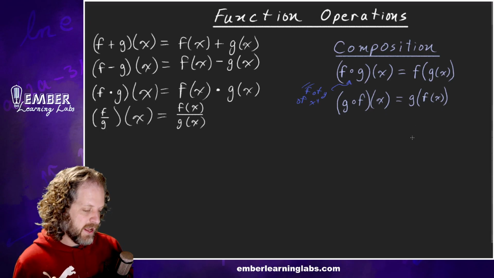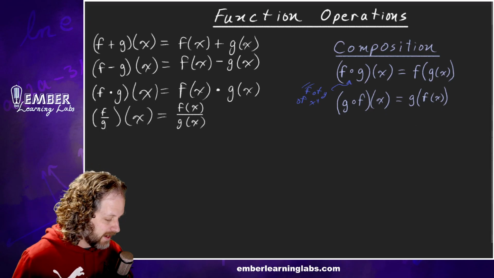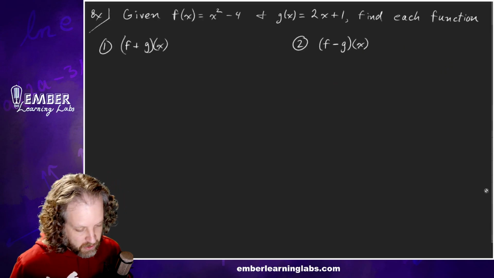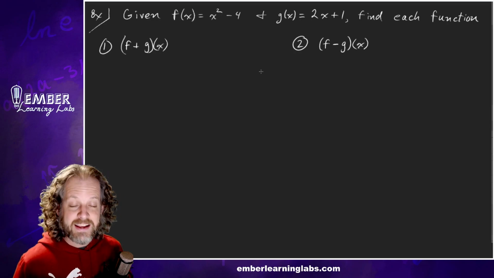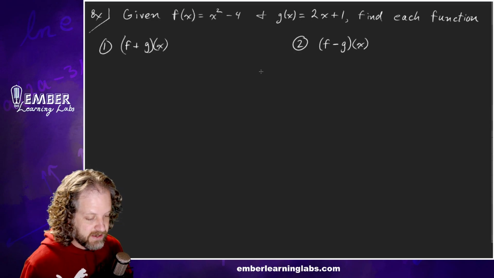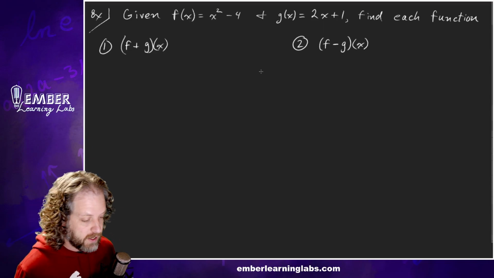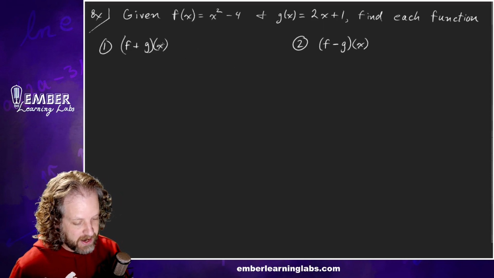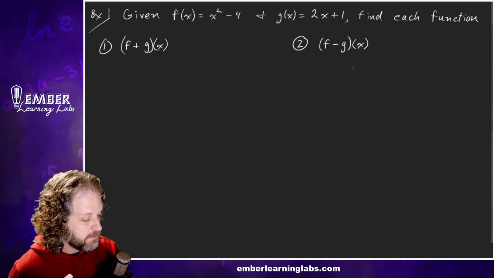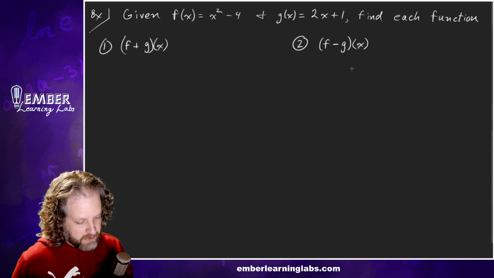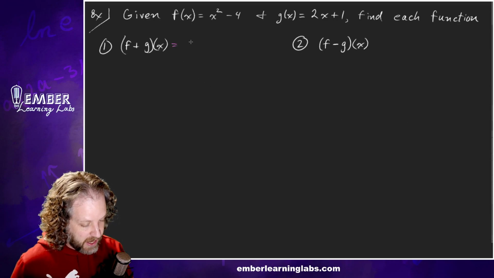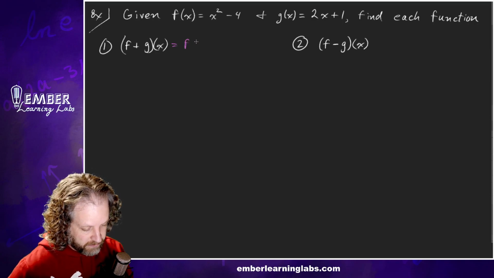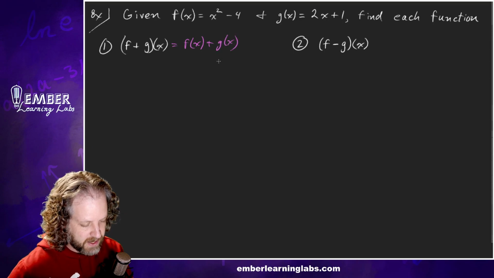But that's what we're looking at there. Let's dive into examples and see if we can clean up some cobwebs. We're given the function f of x equals x squared minus 4, and g of x equals 2x plus 1. We want to find f plus g of x and f minus g of x. So this is f of x and this is g of x, right? For this one, this is the same, as we just saw, as f of x plus g of x.